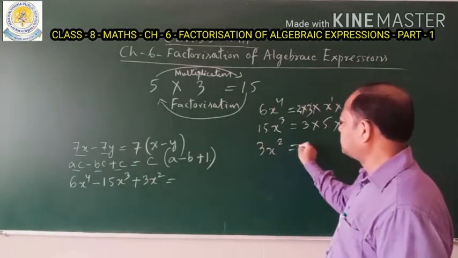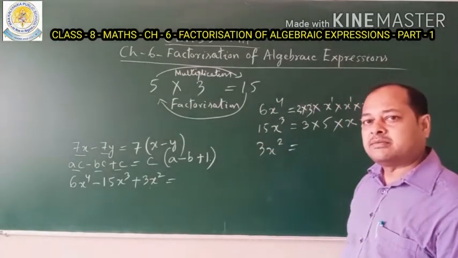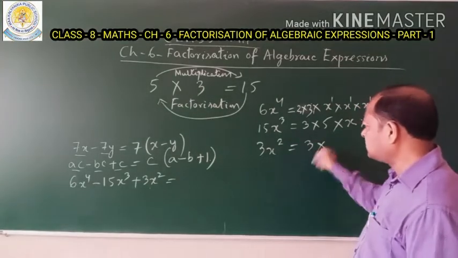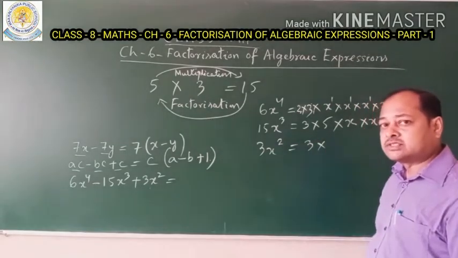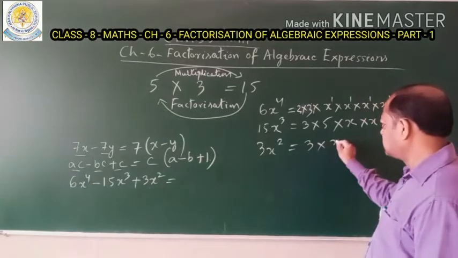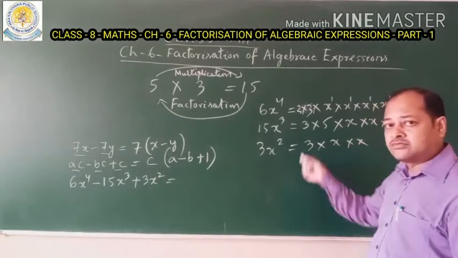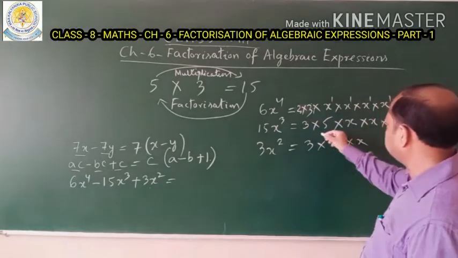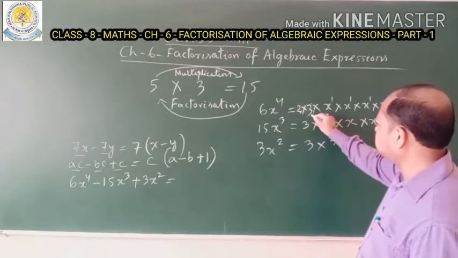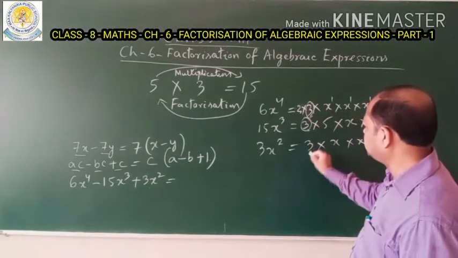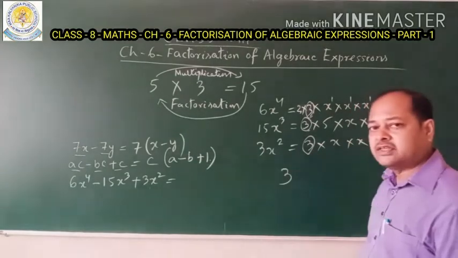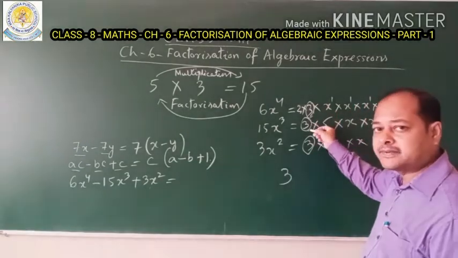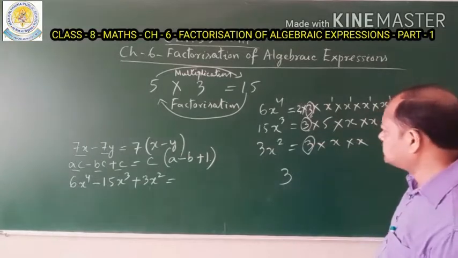3x to the power 2. 3 is already a prime number, so write down 3. x square means how much? x into x. So find out now the factors. Here 2 is present, but here there is no 2. So 3 is present here. Take 1, 3, 3, 3. So I am getting 3 here because 3 is present in all these 3 terms.